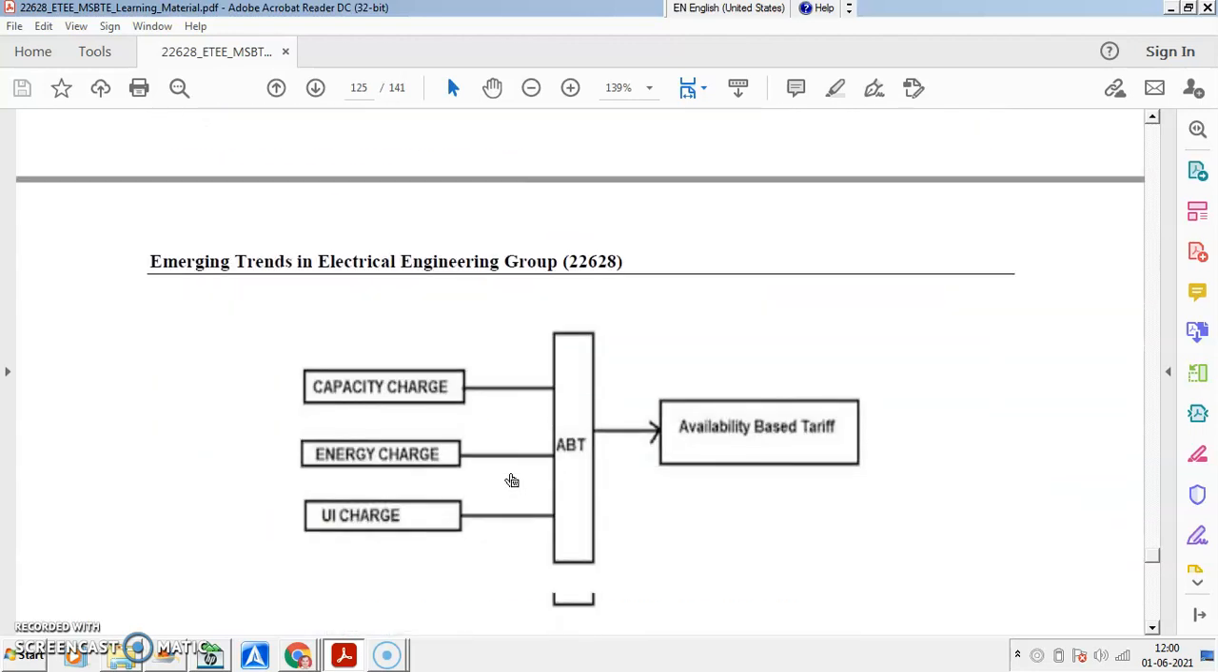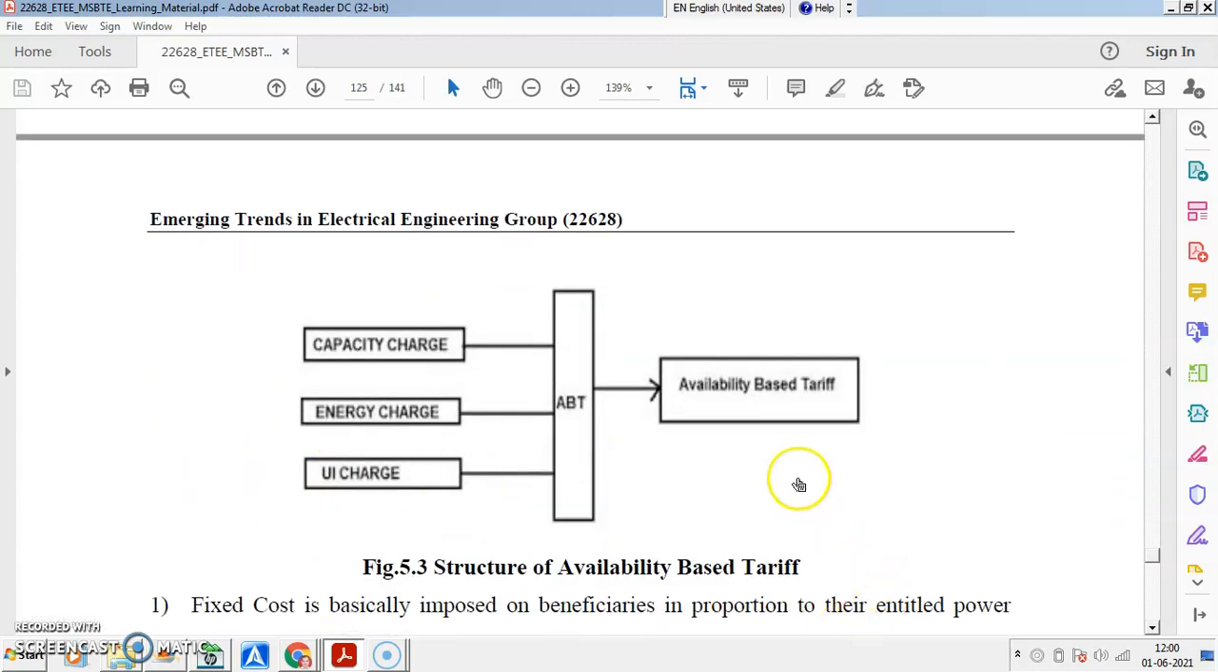Any doubt? So this is the structure of ABT. Capacity charge, energy charge, unscheduled interchange, ABT. That is availability based tariff.